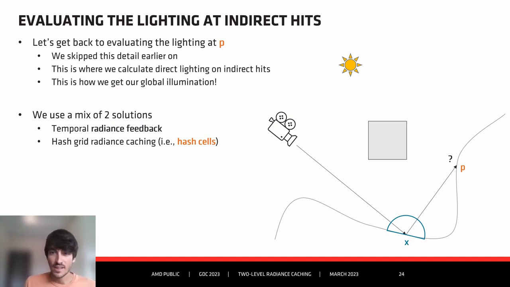All right, now I'd like to get back to this point we skipped earlier, evaluating the lighting at P. This is a very important part of the pipeline. This is where we want to calculate direct lighting on indirect hits, and this is how we complete our path from the eye to the light, and we get our global illumination. We use a mix of two solutions for this, the temporal radiance feedback and hash grid radiance caching.